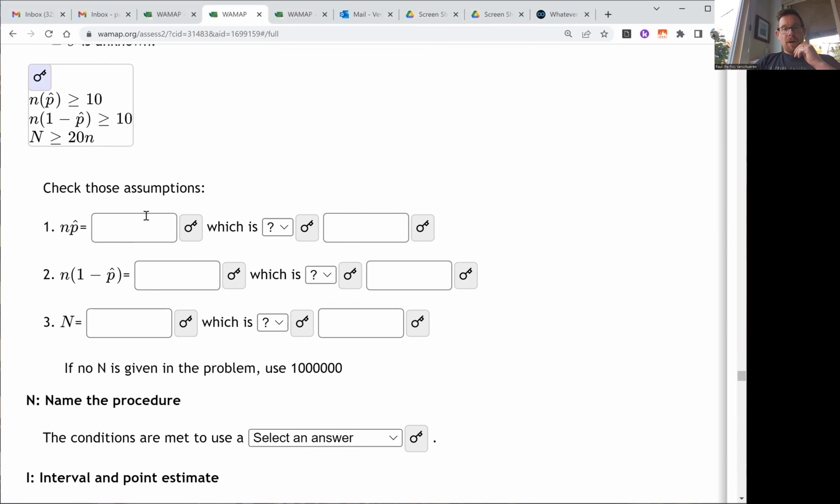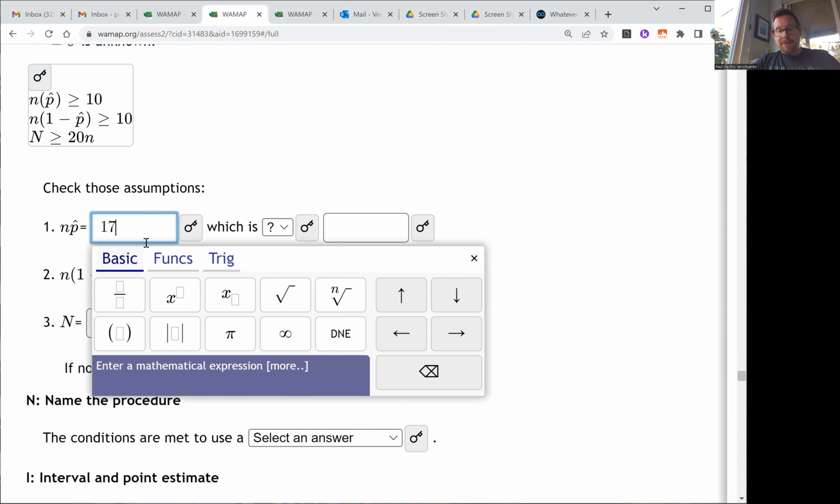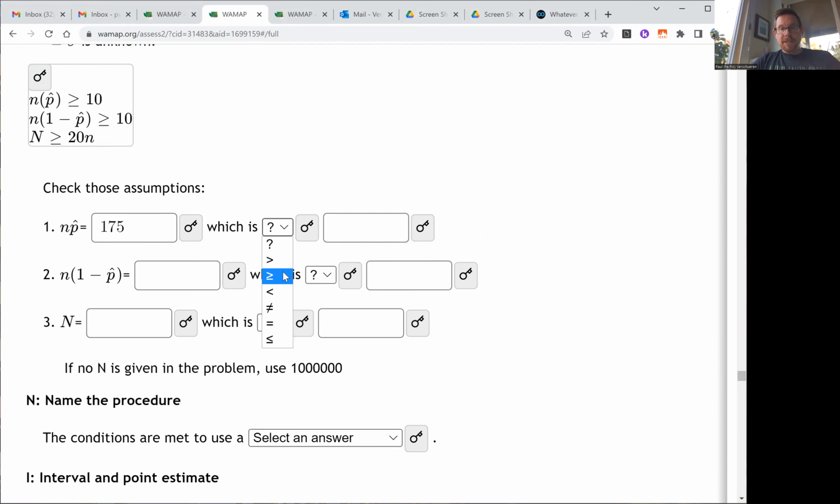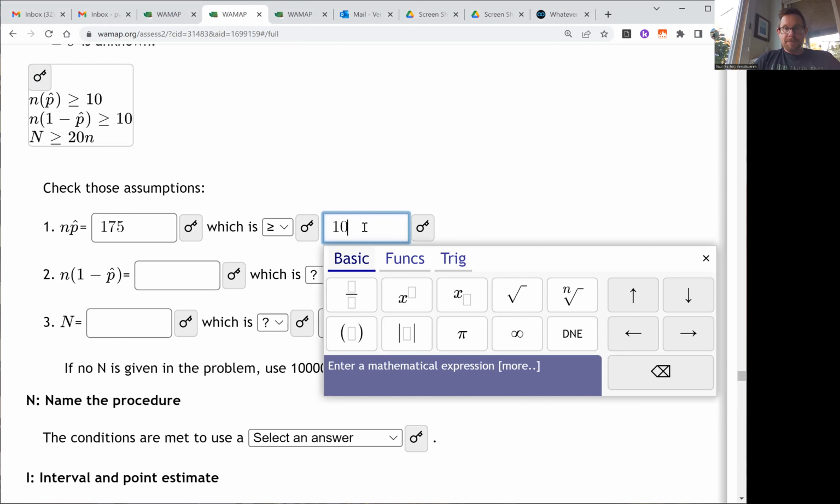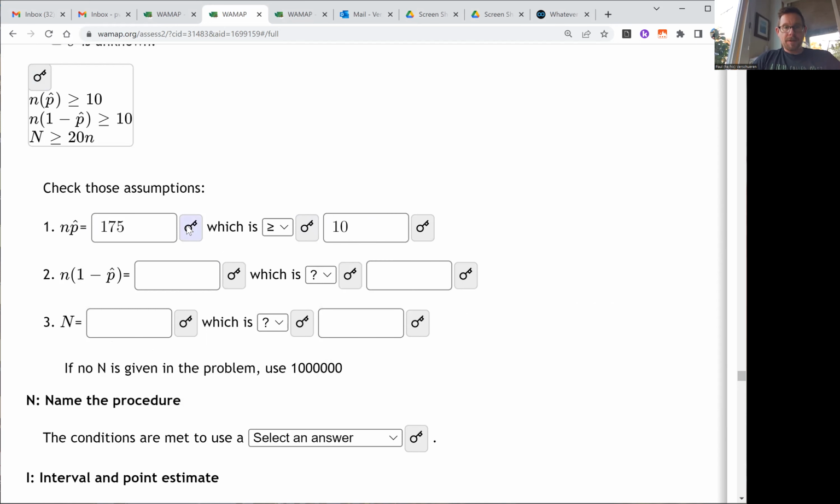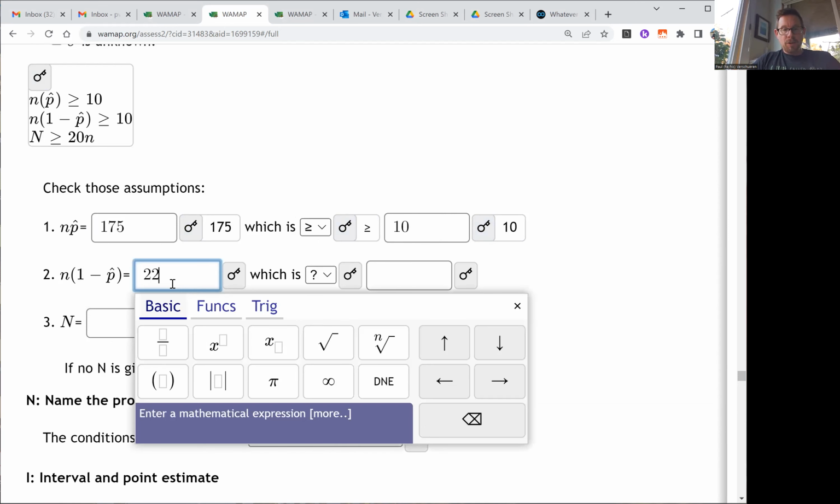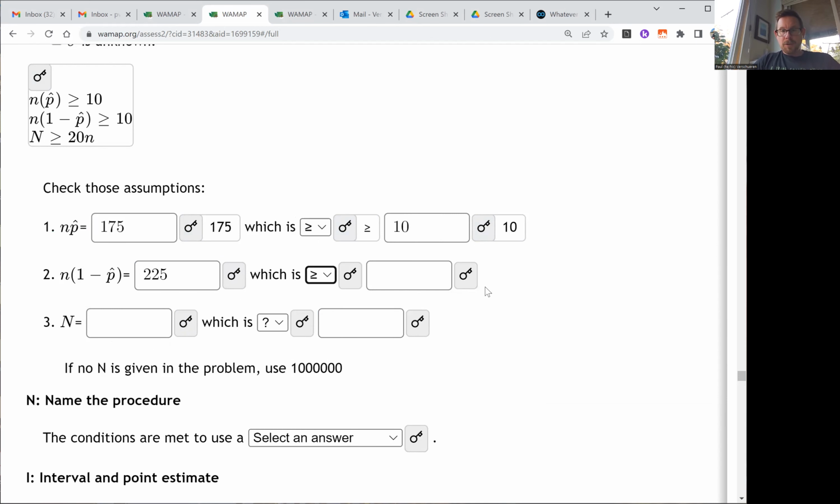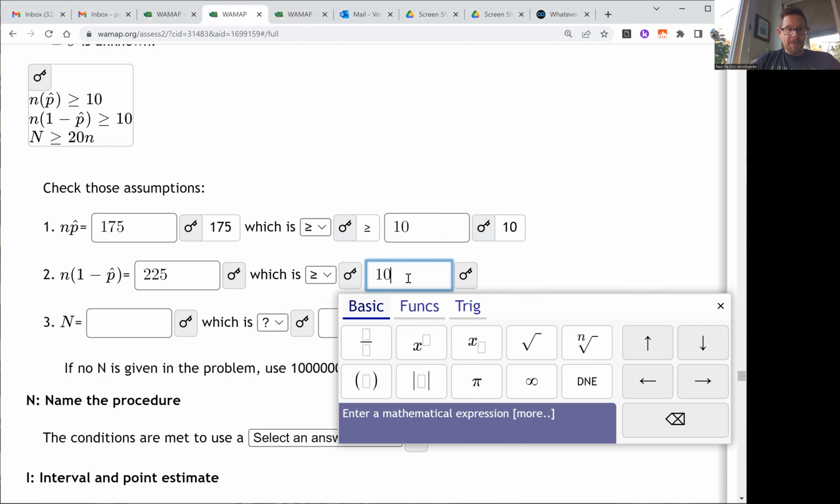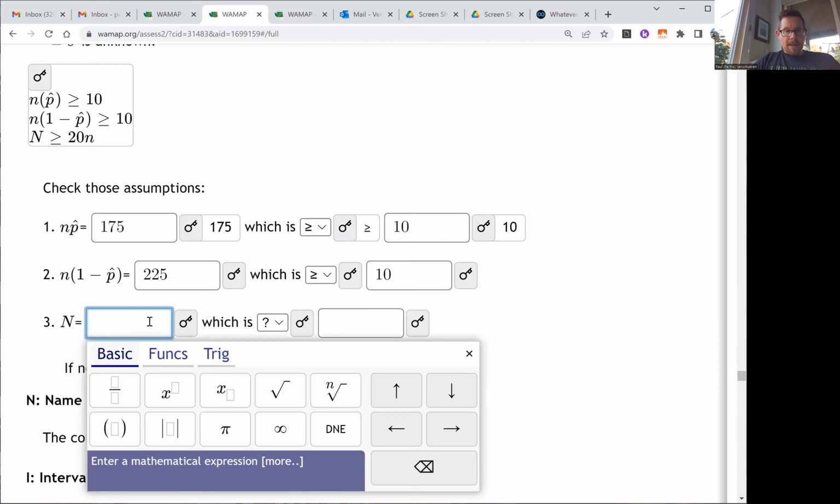And the assumptions, we already know that NP is 175, which is greater than or equal to 10. So we're good on those. And we know that this is going to be 225, which is greater than or equal to 10 as well.